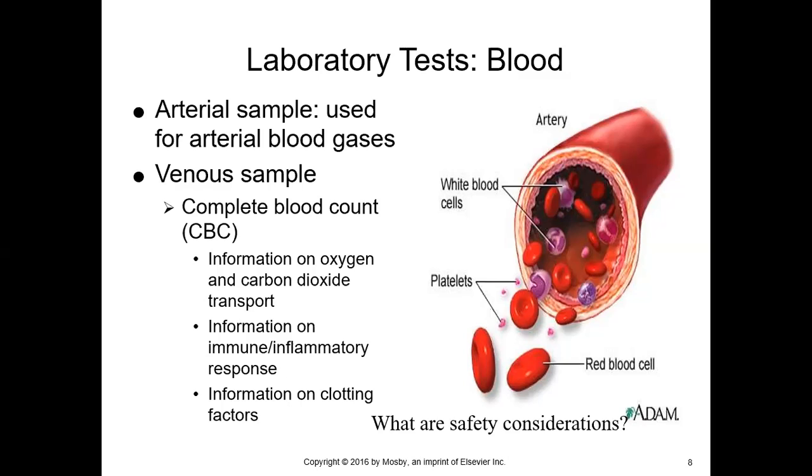Now, for a venous sample, we said we can look at information on oxygen and carbon dioxide. And with that, the red blood cells, we're looking at the carrying capacity of those red blood cells. So what shape are they? What do they look like? How big are they? And we're also looking at information on immune and inflammatory response. So we're looking at the white blood cells, how many there are, what types there are. And we're looking at the clotting factor, and we can get all that from the venous sample. And so looking at red blood cells, white blood cells, and platelets is called a complete blood count, or a CBC, okay?